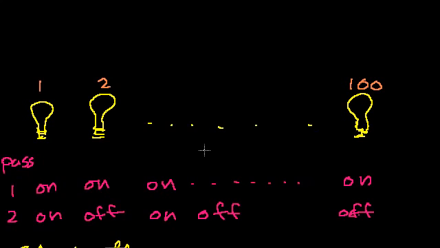And just to make it clear, what's the 100th pass going to be? Well, I'm only going to switch every 100th light bulb. Whatever this light bulb is already doing, I'm just going to switch it. If it was off, it'll become on. If it was on, it'll become off.